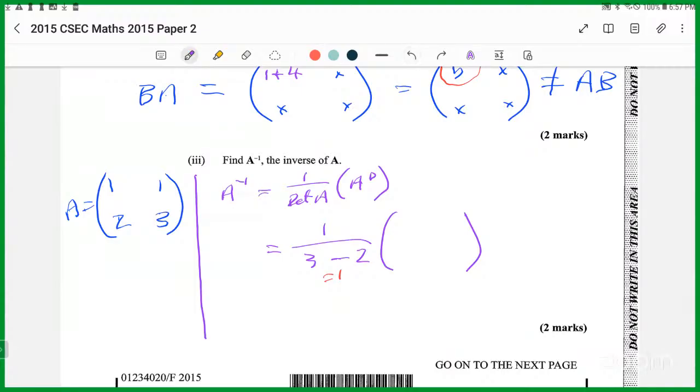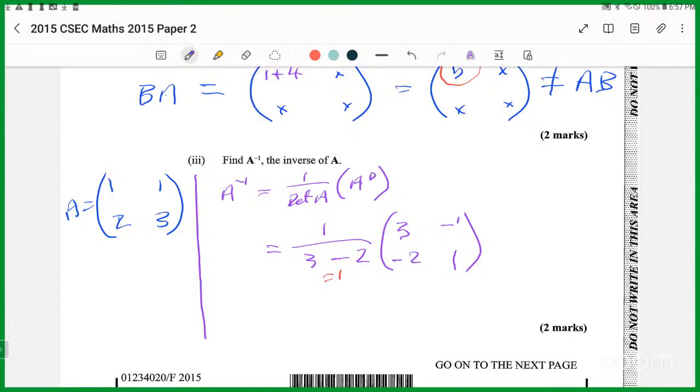Now how do we get the adjoint? We interchange the elements on the first diagonal. So this 1, 3 down here becomes 3, 1. Then the elements on the second diagonal, you leave them where they are and you change the sign. So this 1 stays where it is, but changes sign to a negative 1, and this 2 down here stays where it is and changes sign to a negative 2.